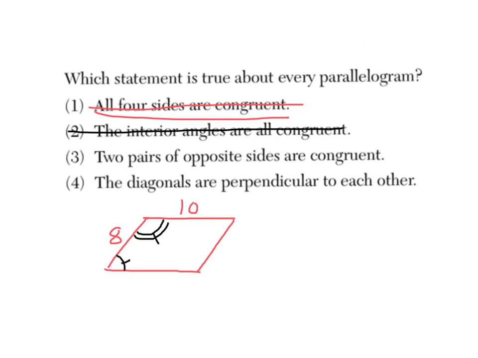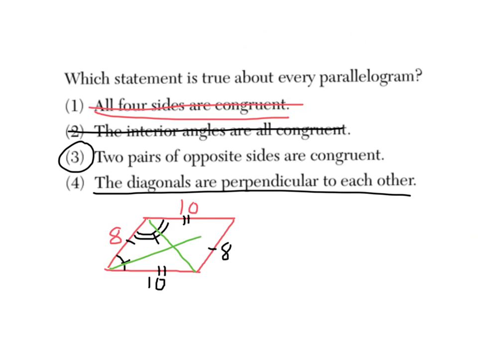2 pairs of opposite sides are congruent. Okay, think about pairs like a pair of shoes. Two pairs of opposite sides are congruent. That is something that is true about all parallelograms. Are the diagonals perpendicular to each other? Well, I can rule that one out by just drawing this in. This angle here in the heart of the parallelogram is not 90 degrees. So that doesn't have to be true.